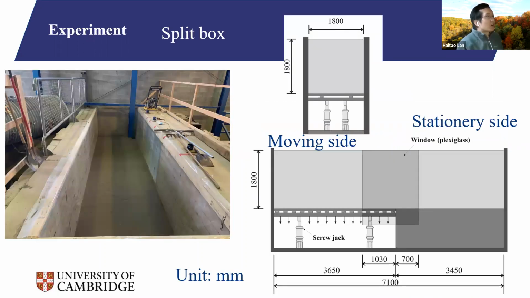This is the facility, we call it a slip box. In half of the box, the ground floor can move downward or upward by screw jacks, and in the other part of the box, the ground floor is fixed. We call these the moving side and the stationary side respectively. This box is 1.8 meters wide, 1.8 meters deep, and 7.1 meters long. There's a window in the middle of the box, so we can use a digital camera to shoot images and obtain the soil movements close to this fault line.